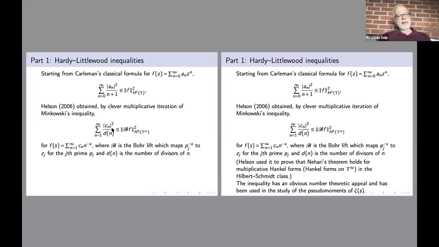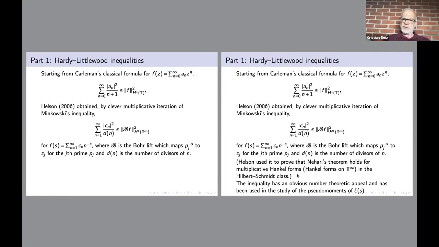You can see that if you have only one prime involved in your power series in infinitely many variables, so that it reduces to one variable, then of course the number of divisors of p to the n is n plus 1, and you get such a contribution from all the primes, and altogether you get the so-called divisor function here. So this is of course an inequality with an obvious number theoretic appeal.